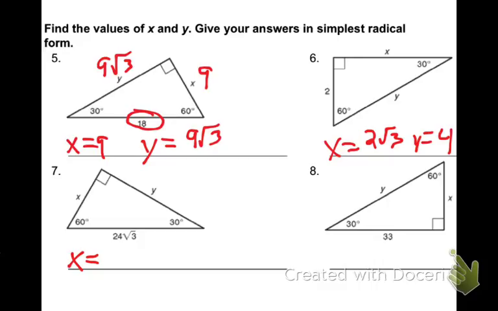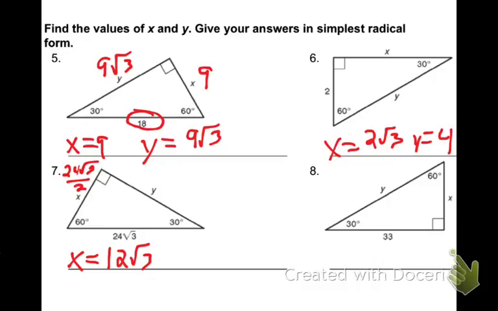I think some people are saying it. What do you think? 12 square root of 3. How did I get that? I took it divided by 2. Does everybody see that? You get x because you would take 24 square root of 3 divided by 2.